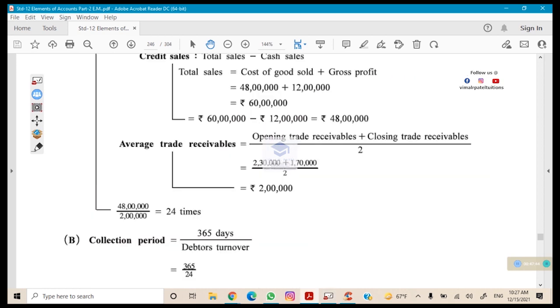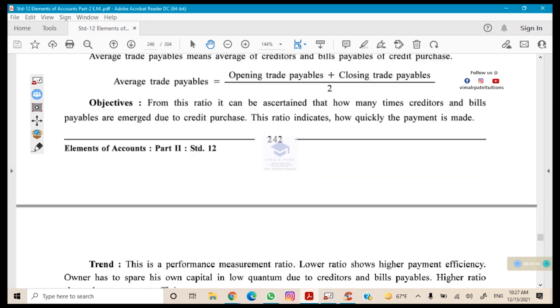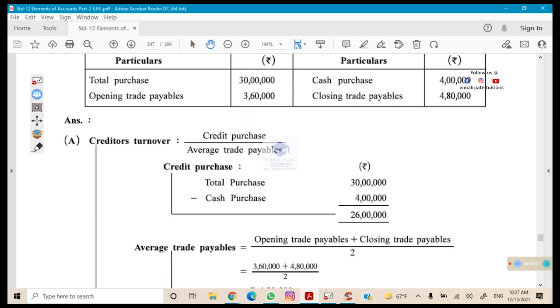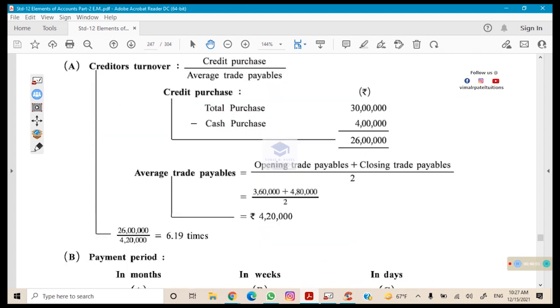Now creditors turnover ratio, same as debtors. Instead of sales there will be purchase, instead of trade receivable, it will be trade payables. Total purchase minus cash purchase, so that will give you credit purchase, 30 lakh minus 4 lakh, 26 lakh. Then opening trade payables 3 lakh 60,000 plus closing trade payables 4 lakh 80,000 divided by 2, that will be average trade payables 4 lakh 20,000.